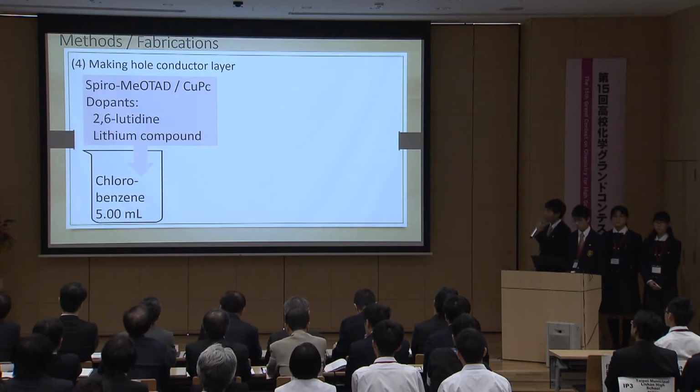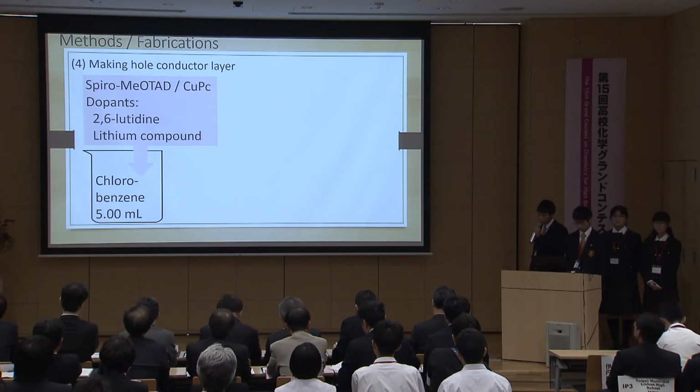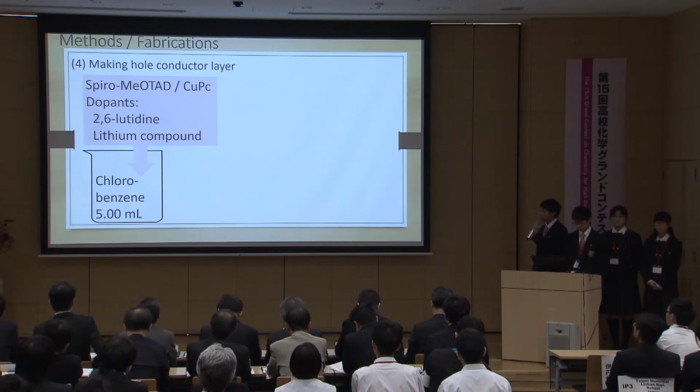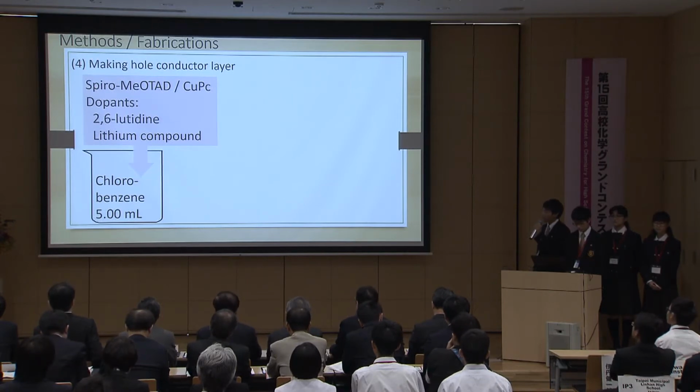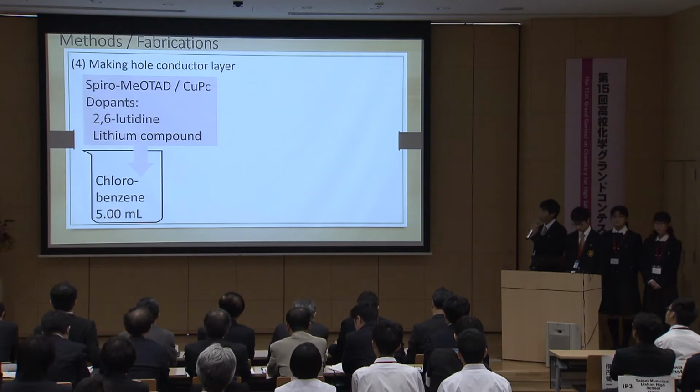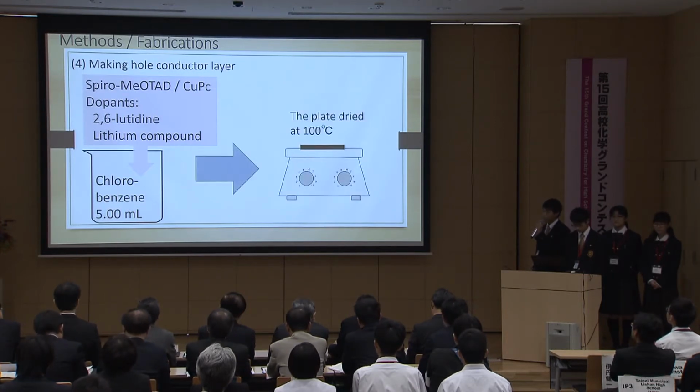We dissolve spiro-OMeTAD or copper cyanide as a hole transporting material in chlorobenzene respectively. We mixed 2,6-lutidine and lithium-bis compound dopants to increase hole mobility. The dried film thickness was set to 100 nanometer, and we applied this solution on the FTO glass, and then we dried the glass on the hot plate at 100 degrees Celsius.